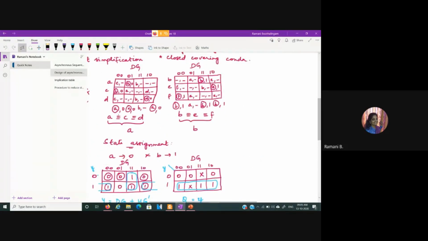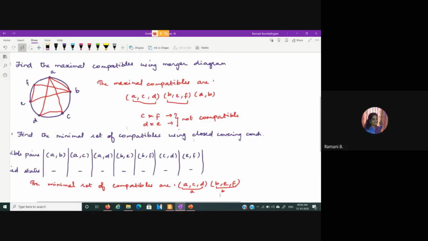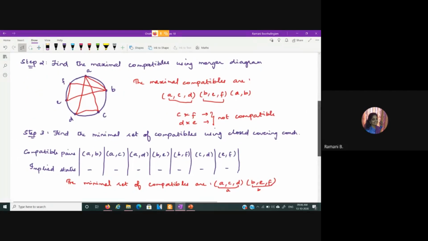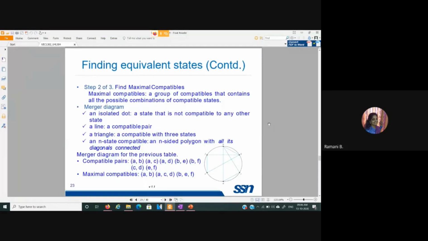Right? So we had this thing. This is the same diagram. So I am showing this. So we combined all these A, C, and D together and gave state A, and B, E, and F together and gave state B, and then we designed. So this is the procedure as such to do. But the first one we saw is a direct comparison procedure. So we shall see an example where you have some different set of compatibles. For this example, we saw all those things.